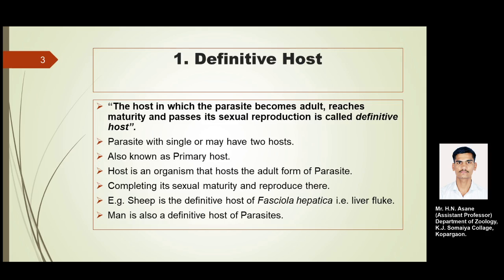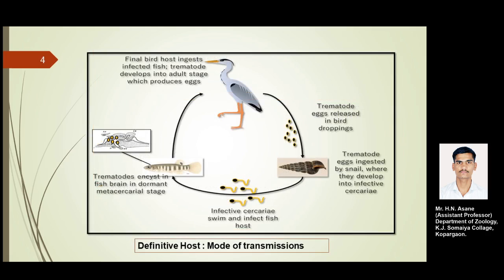And a host in which the parasite reaches sexual maturity in the vertebrates, then they multiply and undergo the sexual reproduction method. And you can take one more example, like you can see in this picture of the definitive host, where the mode of transmission is explained about the trematode eggs, or the trematode.